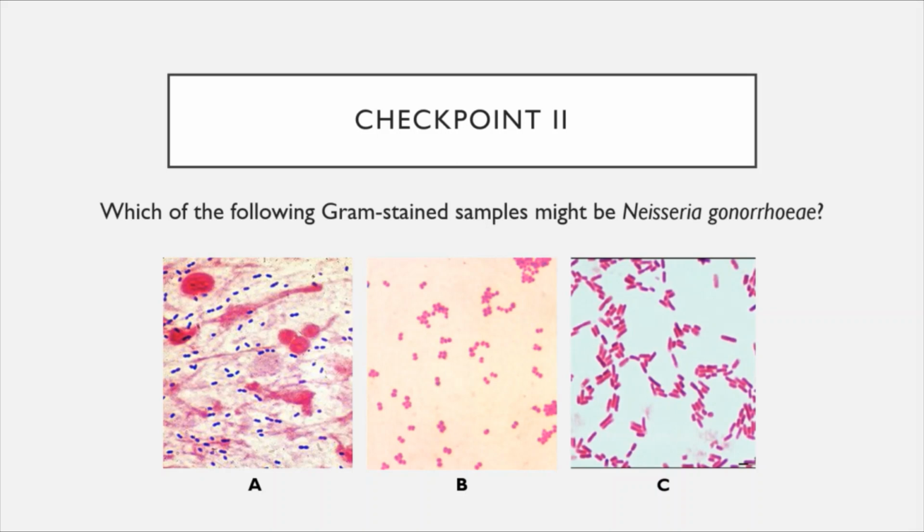So in this checkpoint here, I have 3 samples of Gram stains, and I want you to identify for me either A, B, or C which one of these samples might be Neisseria gonorrhoeae.